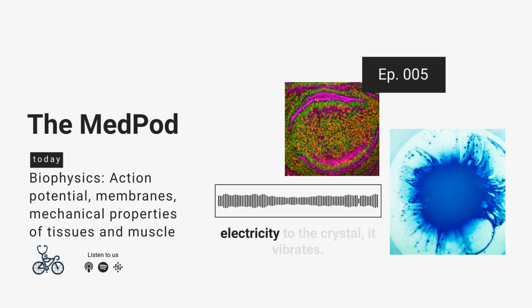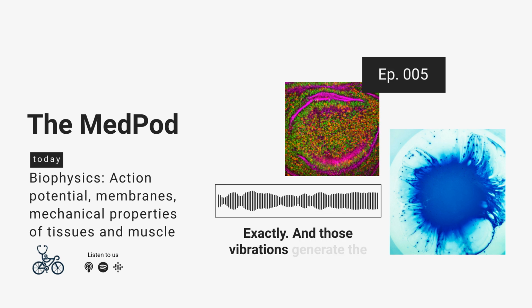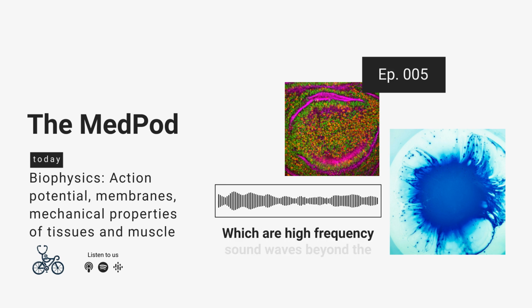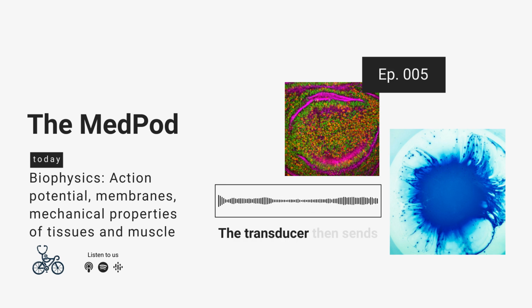Okay, so when you apply electricity to the crystal, it vibrates. Exactly. And those vibrations generate the ultrasound waves, which are high-frequency sound waves beyond the range of human hearing. The transducer then sends these waves into your body. So it's like a tiny speaker sending out sound waves that we can't hear.